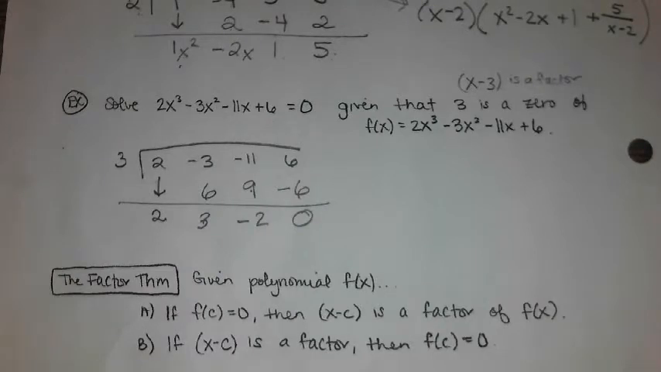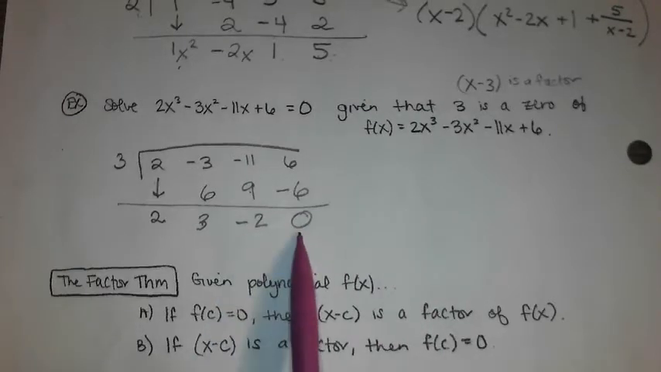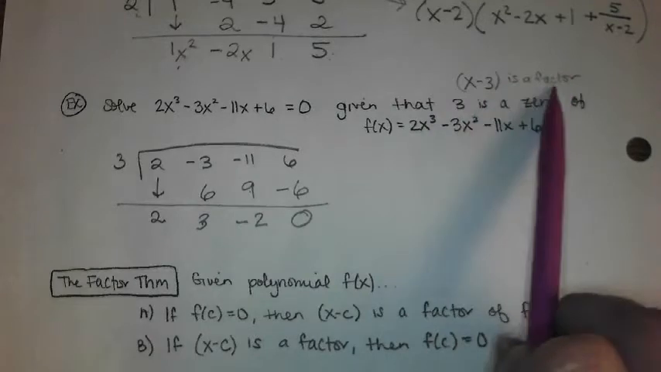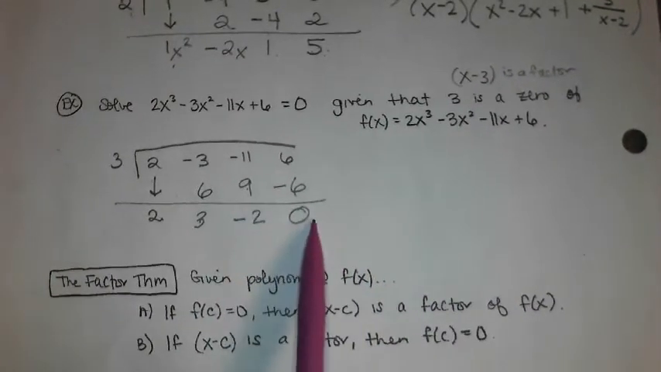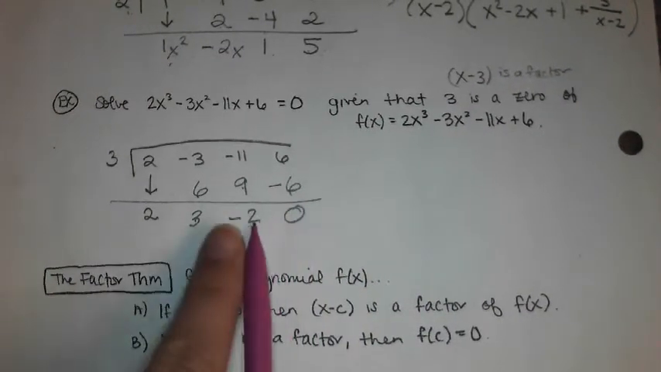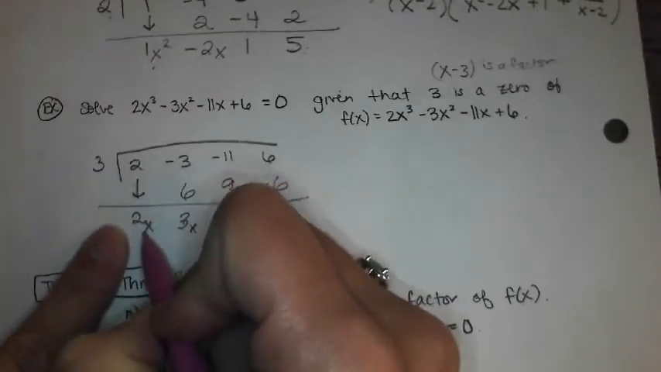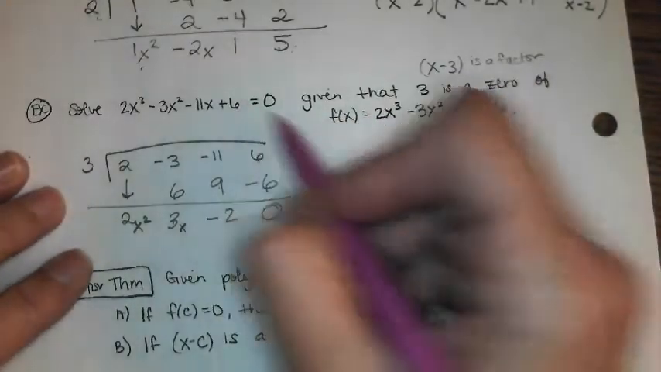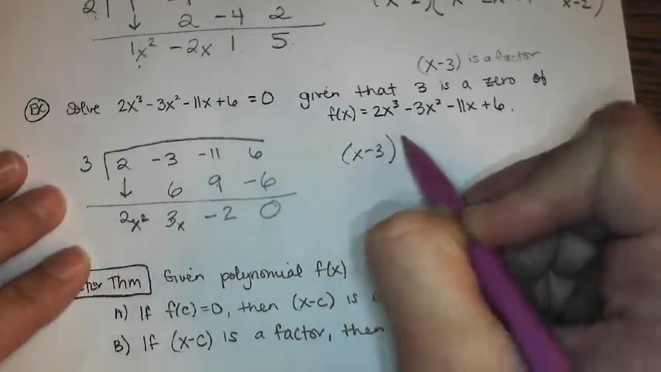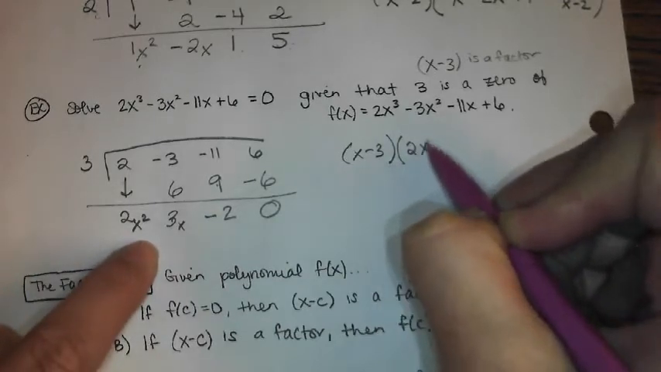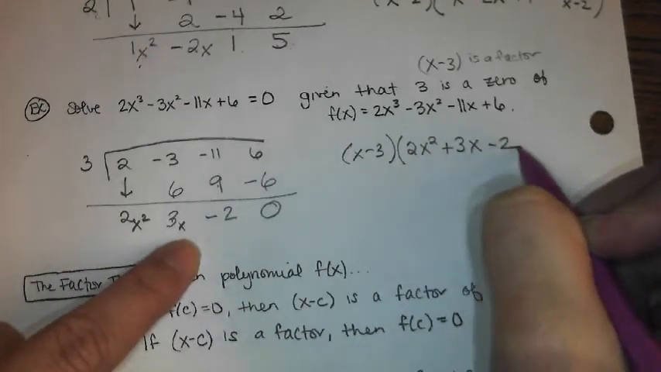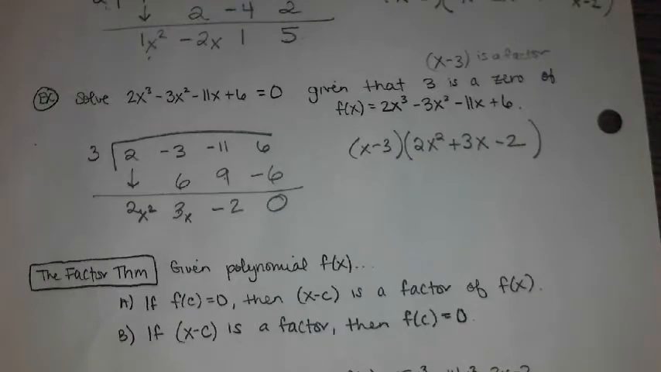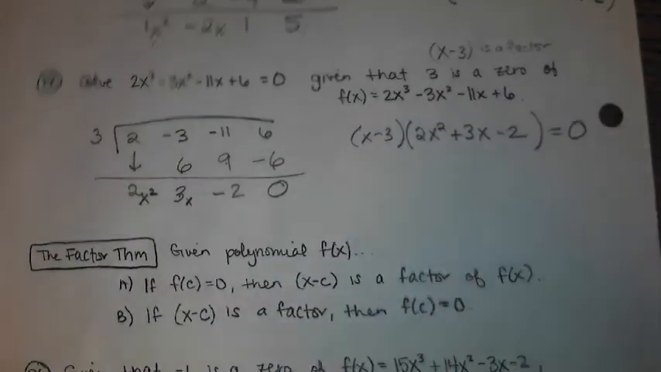Perfect. So we knew 3 was a 0. So this is like a self-checking moment where we know, okay, we did it right. Since it was a 0, meaning this is a factor, we should get a remainder of 0, and we do, right? Then this is your constant, this is your x term, and this is your x squared term. So we have just successfully factored this into x minus 3 times 2x squared plus 3x minus 2. And we're using this to solve.